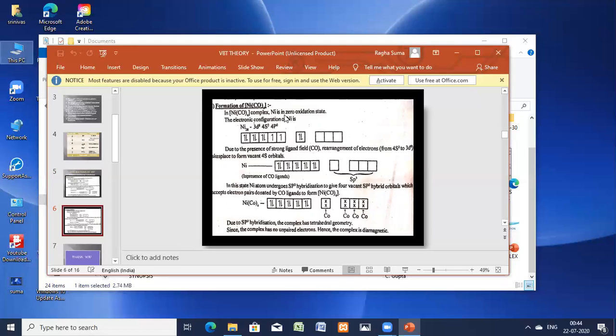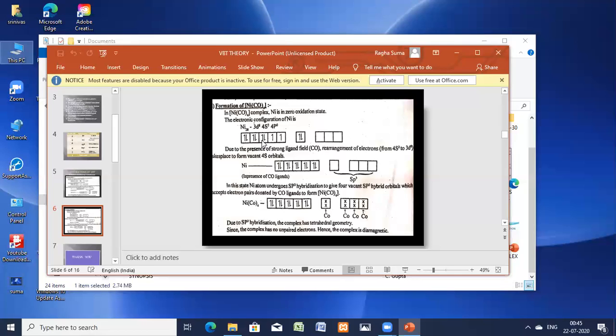Now we'll see the bonding. Electronic configuration of nickel: I have told you it is atomic number 28. It is the argon configuration, inert gas configuration, which is 18 electrons, then 3d8, 4s2, 4p0. The argon configuration is 1s2, 2s2, 2p6, 3s2, 3p6. So the full configuration is 1s2, 2s2, 2p6, 3s2, 3p6, 3d8, 4s2, 4p0. Simply, you can write it with the inert gas configuration: argon, then 3d8, 4s2, 4p0.